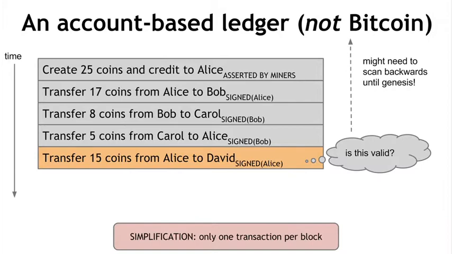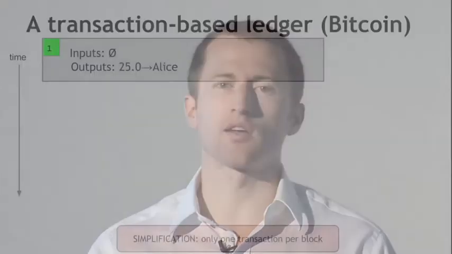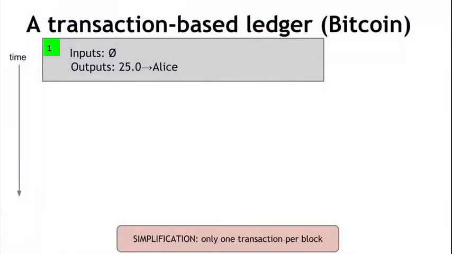And of course we can make this a little bit more efficient with some data structures that track Alice's balance after each transaction, but that's going to require a lot of extra housekeeping besides the blockchain itself. And that's why Bitcoin isn't based on an account-based model like this. Instead, Bitcoin uses a ledger that just keeps track of transactions. So how does that work?